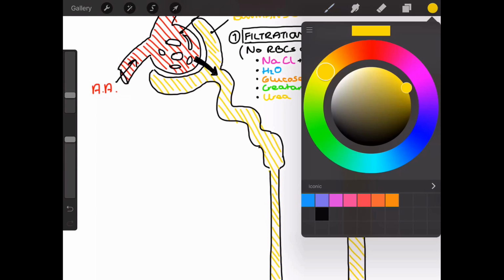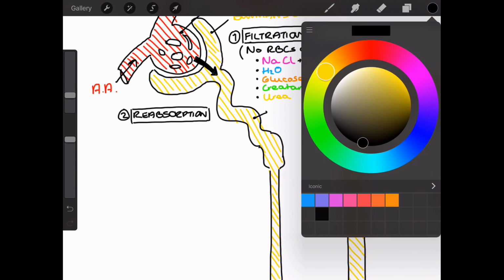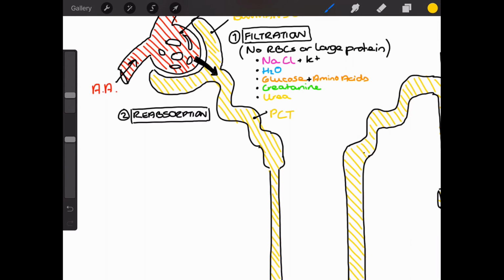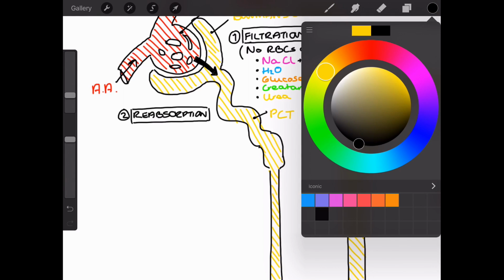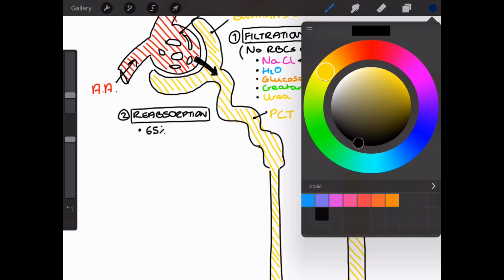So you're probably thinking, this is quite a lot of useful stuff. Why are we getting rid of it? Surely we need it back. And you would be correct. And the next process that actually occurs in the nephron is reabsorption of most of the useful stuff that we've just got rid of. The next part of the nephron is called the proximal convoluted tubule, and this is where the majority of reabsorption occurs.